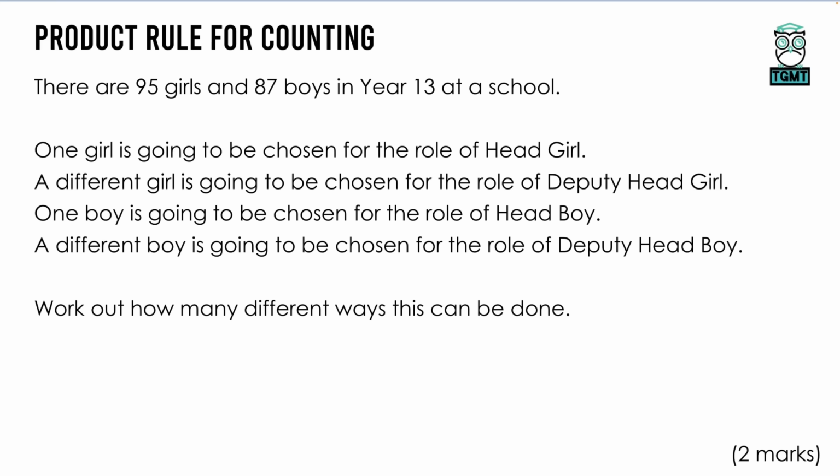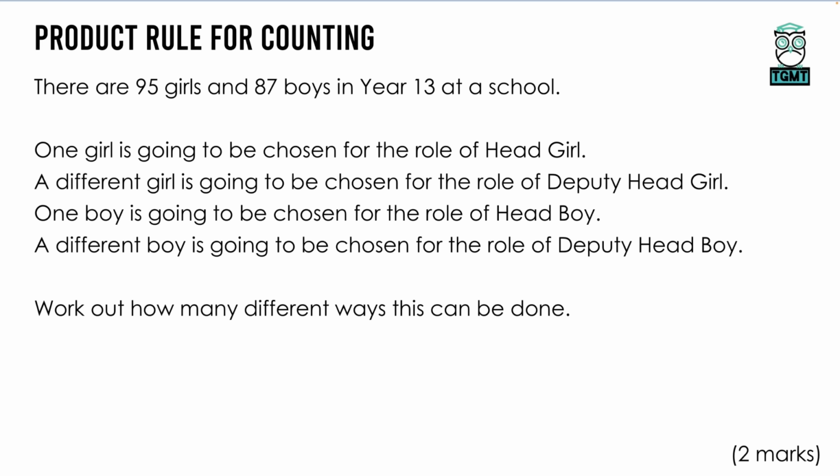So looking at some product rule for counting. It says here there are 95 girls and 87 boys. One girl is going to be chosen for the role of head girl, and a different girl is going to be chosen for the role of deputy head girl. And then we have the same options for the boys. It says work out how many different ways this can be done.